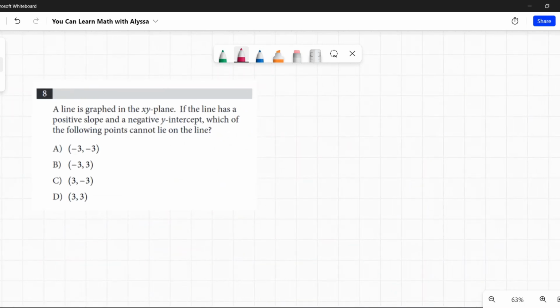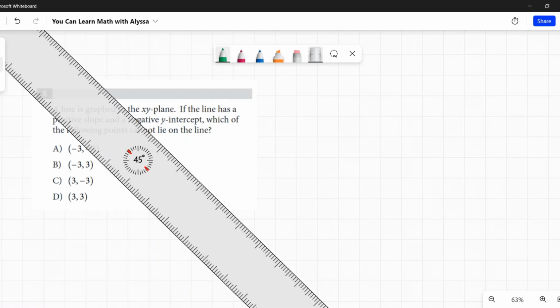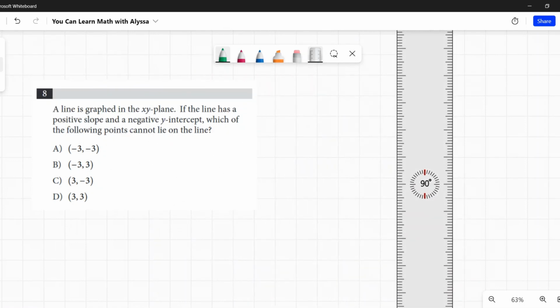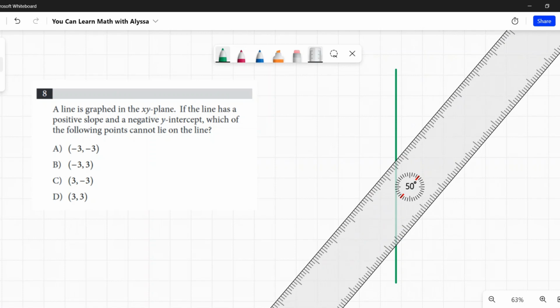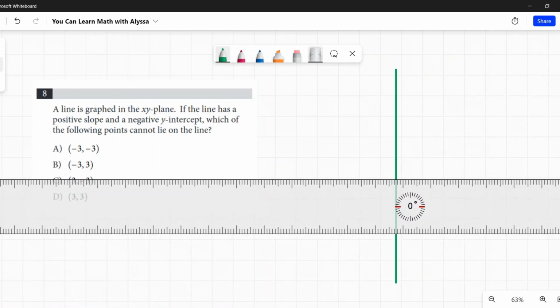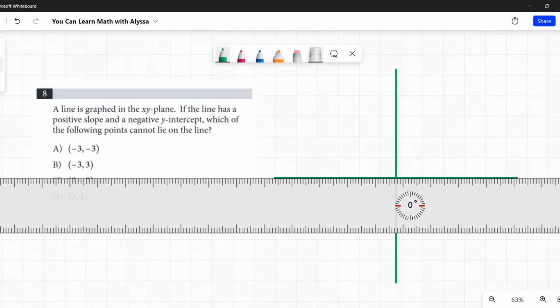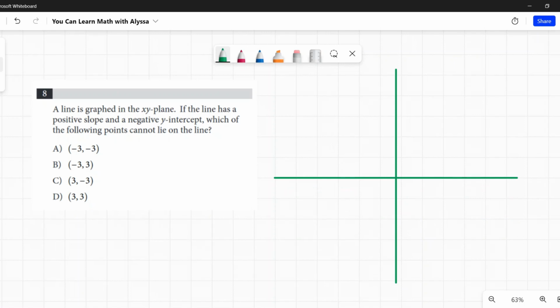Number 8, a line is graphed in the XY plane. If the line has a positive slope and a negative y-intercept, which of the following points cannot lie on the line? So there's a couple of things being tested in this. They're testing your knowledge of slopes. They're testing your knowledge of in this quadrant where the positives and negatives are.